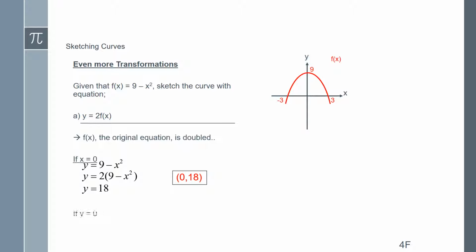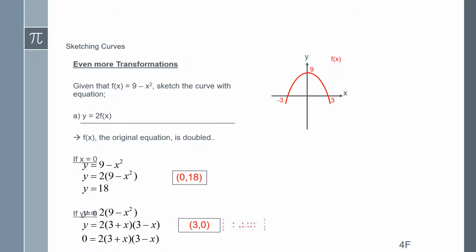But when we solve it, when y is 0, it's 2 times 3 plus x, 3 minus x. So the solutions are in the same place, 3, 0 and minus 3, 0. So when you multiply the function on the outside, 2f of x, it doesn't make it any narrower or wider, it makes it taller or shorter. It's a vertical stretch of scale factor 2. So now it still goes through minus 3 and 3, but now it goes through 18. It's stretched vertically.